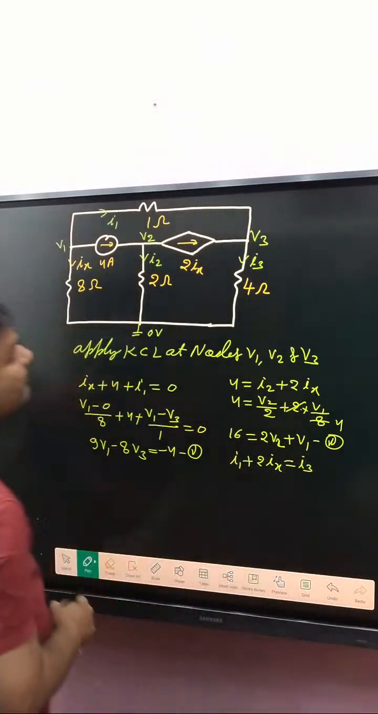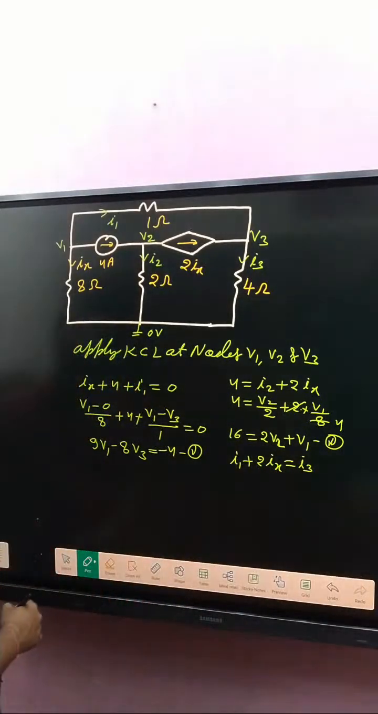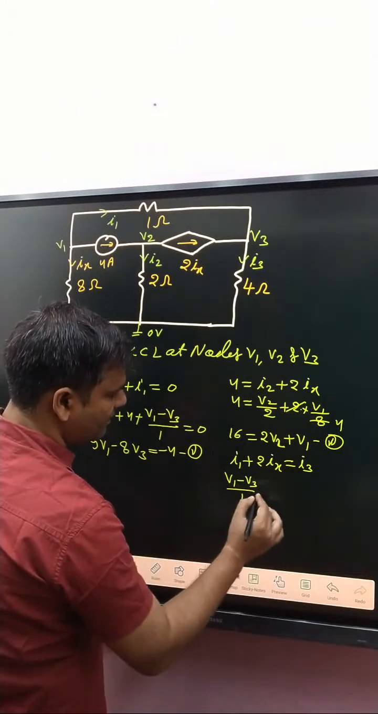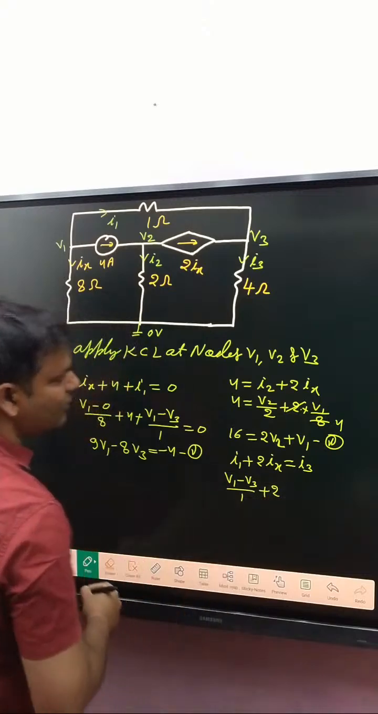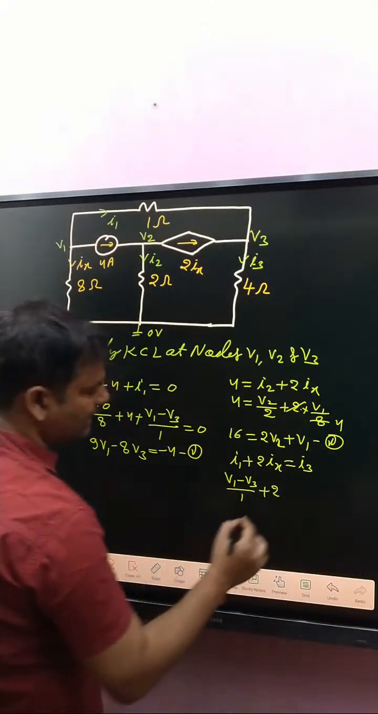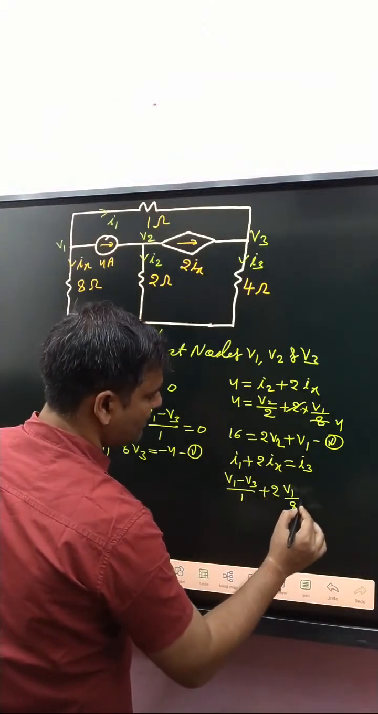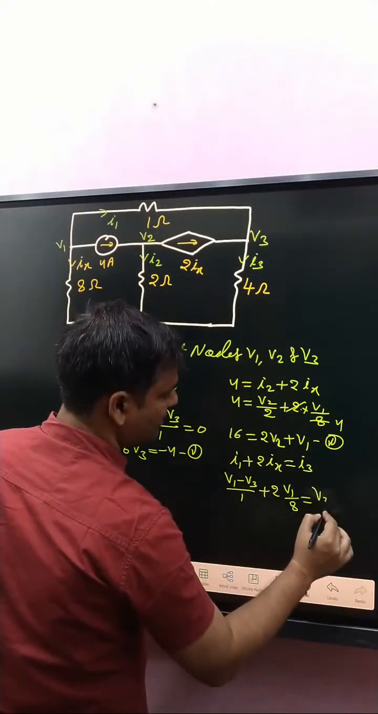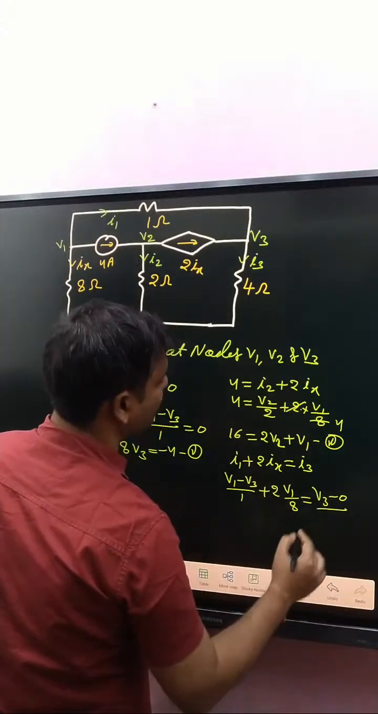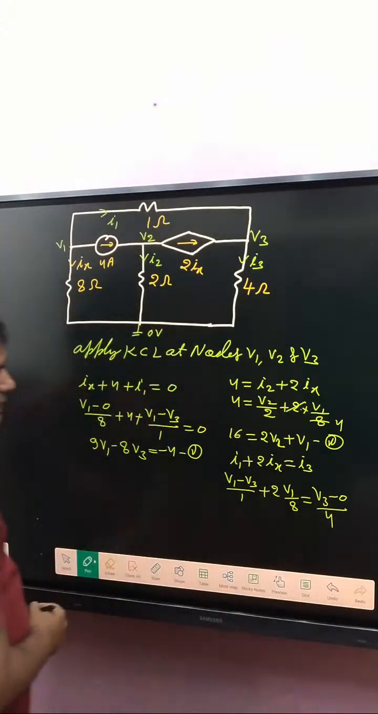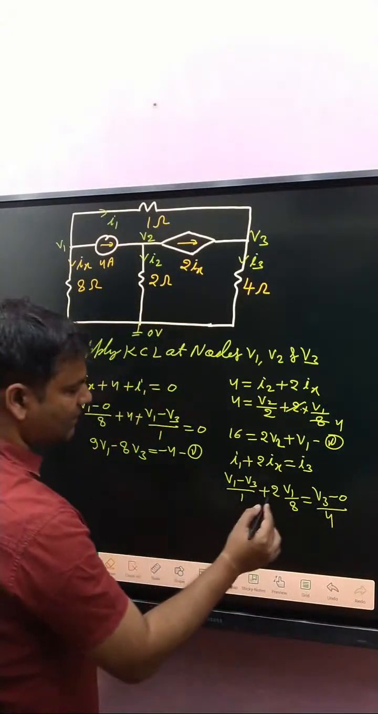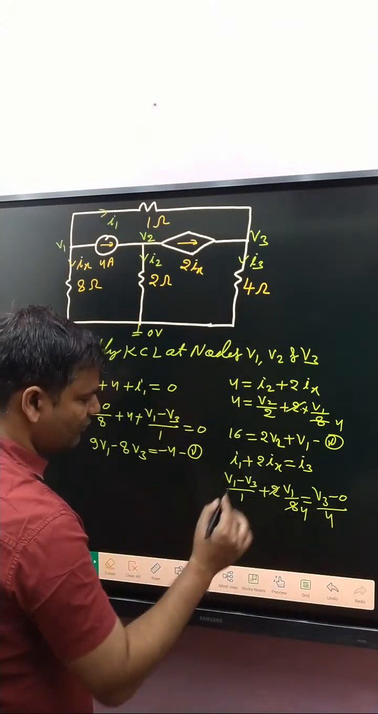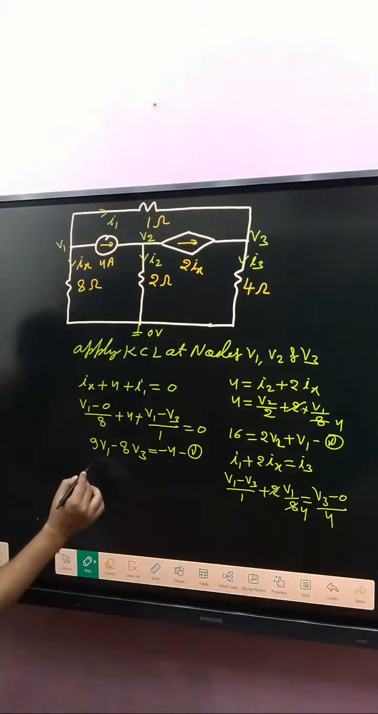That is I3. I1 is how much? V1 minus V3, and that is 2. Ix is how much? V1 by 8. And what about I3? I3 is V3 minus 0 divided by 4. Okay. Now multiply, and that is 4. So if we multiply 4 on both sides, then we get how much?